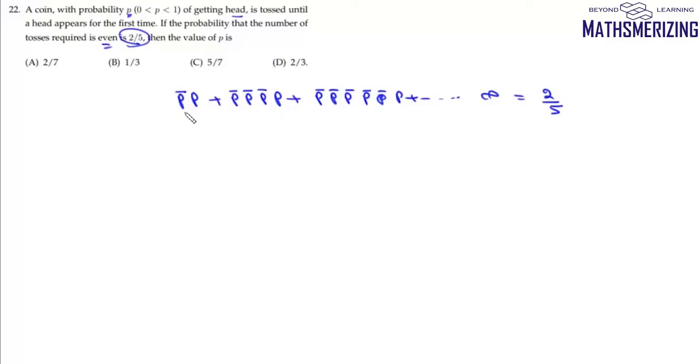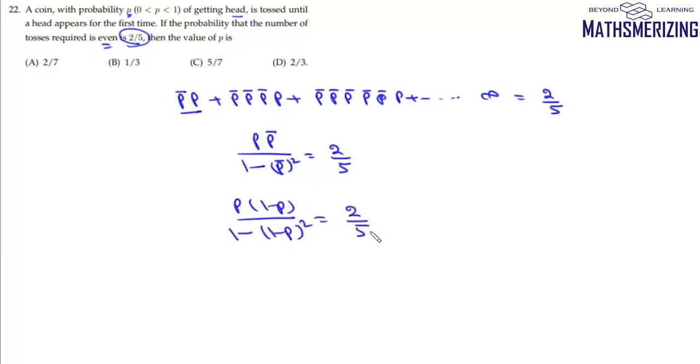Now we know that this is nothing but an infinite GP. So the sum of an infinite GP is P dash upon 1 minus, now what is the common ratio? Common ratio is P bar square, and this is equal to 2 by 5. Now we know that the complement of P is simply 1 minus P, and here it should be 1 minus P square upon 2 by 5.